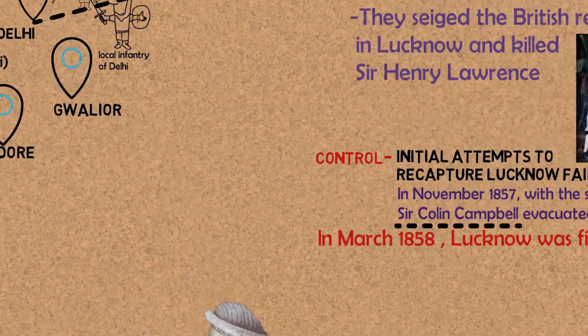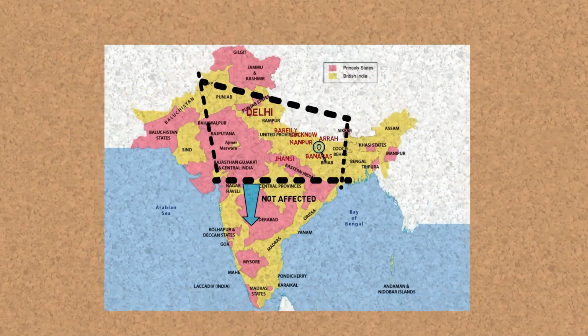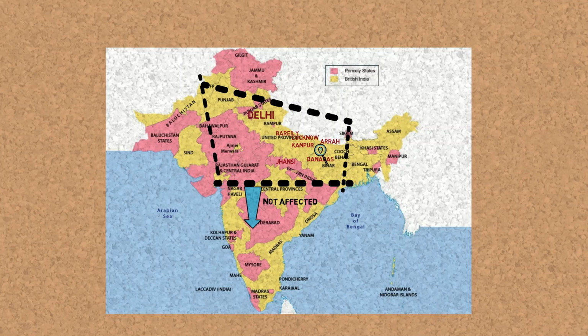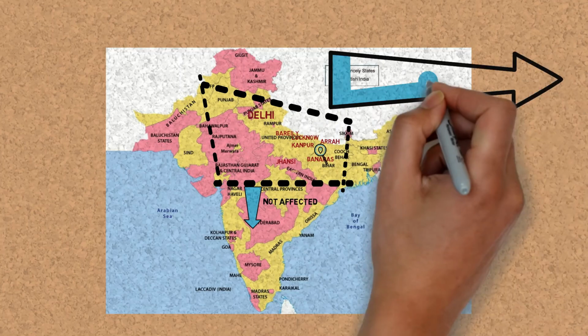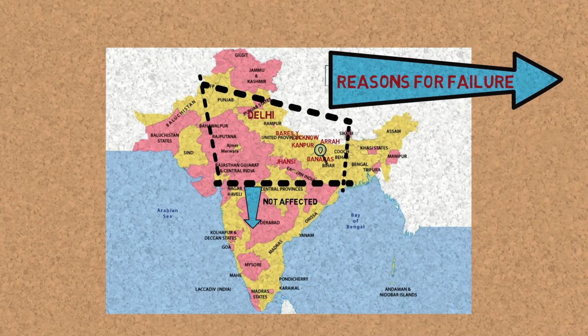Even though the revolt of 1857 was a brave effort to throw off the foreign rule, it was bound to fail due to some of its weaknesses. In the next video, we shall see why the revolt failed to achieve its final objective of gaining independence.